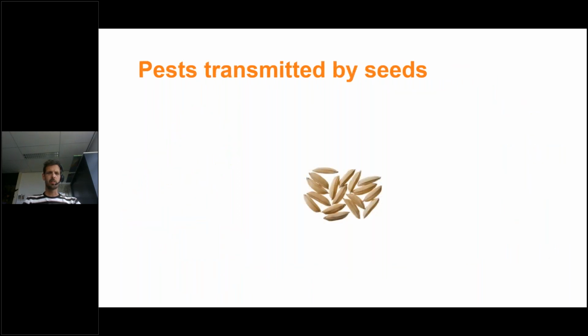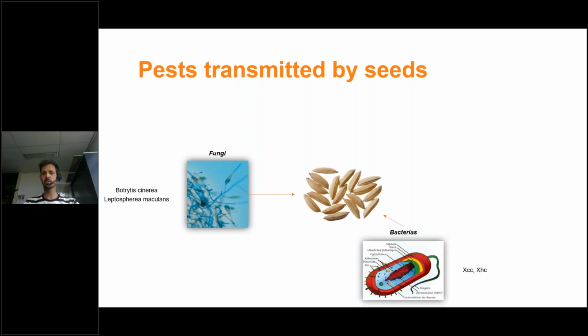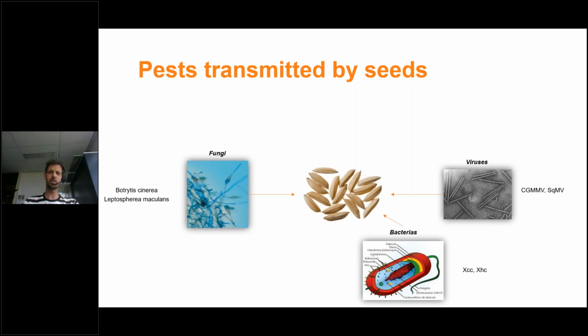Okay. So, well, seeds, of course, what kind of pests are present on seeds? And well, you can think of fungal pests, of course, like Botrytis cinerea or Leptosphaeria maculans. But also bacteria, different bacteria are able to be present in seeds, causing risks, like different Xanthomonas species, Brassica and carrot here as an example. Viruses, of course, can be a major issue on seeds. CGMMV, cucumber mosaic virus, and squash mosaic virus are examples of that.